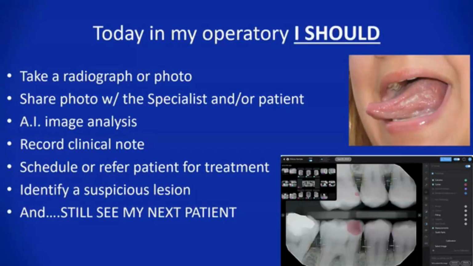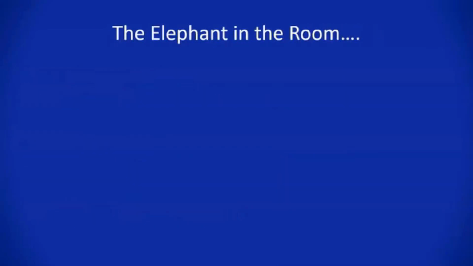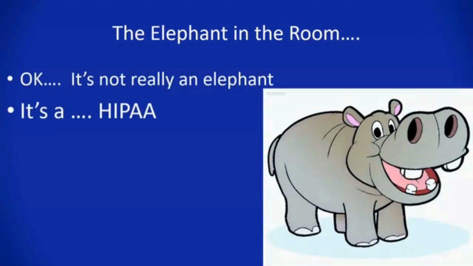So all this stuff that has to happen to get this person the care that they need, it can't screw up my schedule. I still have other people I have to take care of, and that's what I'm going to do. Now, with all of this stuff, this is usually when I start getting questions about the elephant in the room. My joke about it is, it's not really an elephant, it's a HIPAA.